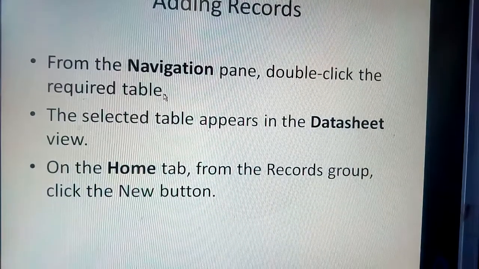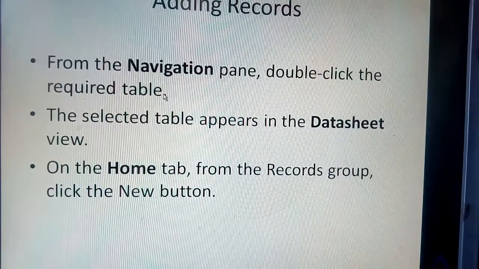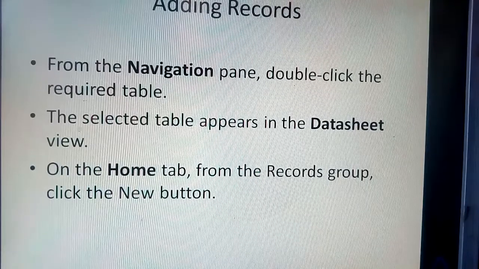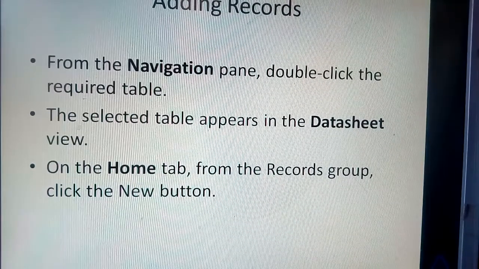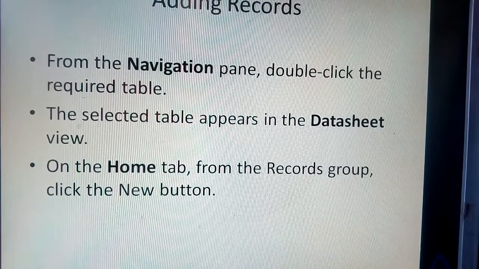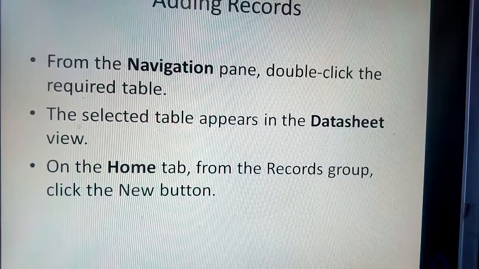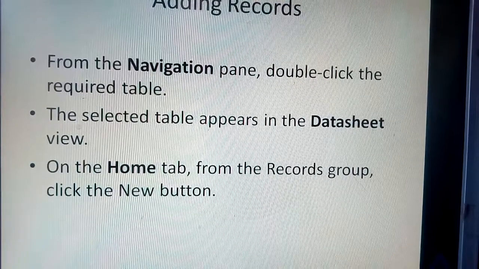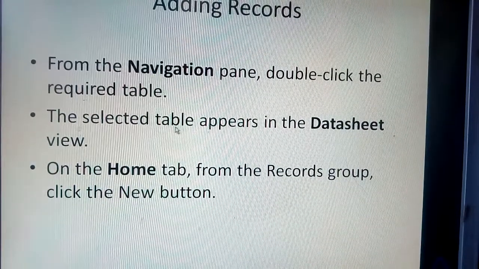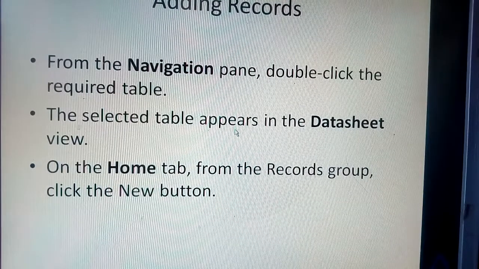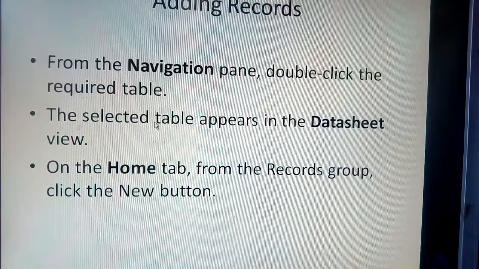So in which table you want to add the record. Suppose there may be 4, 5 or 2, 3 tables, whatever you have created, all tables will come in your navigation pane. So which table you want, just double click on that table. That table will appear in the datasheet view on your screen.